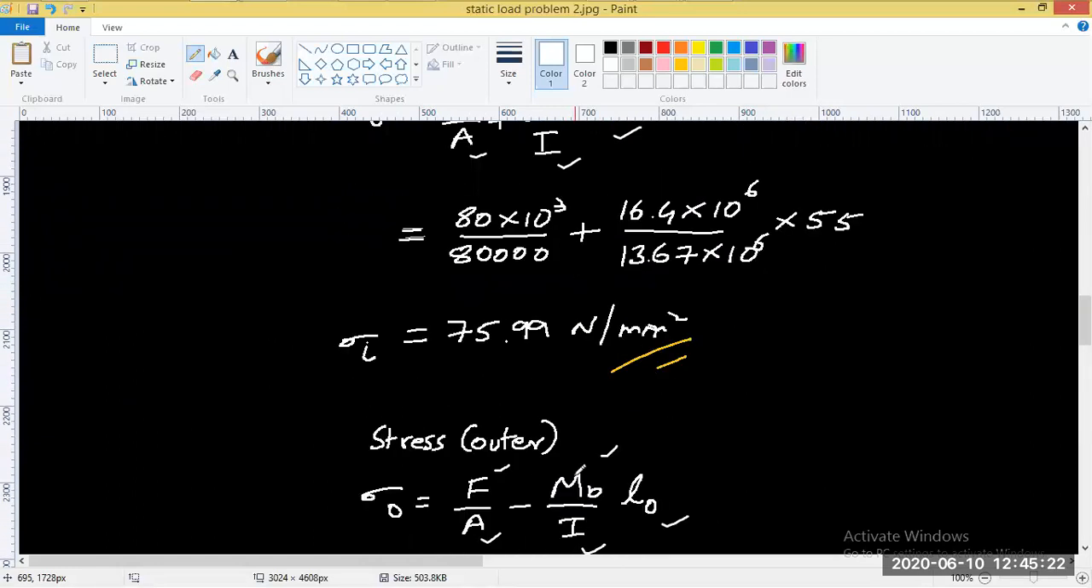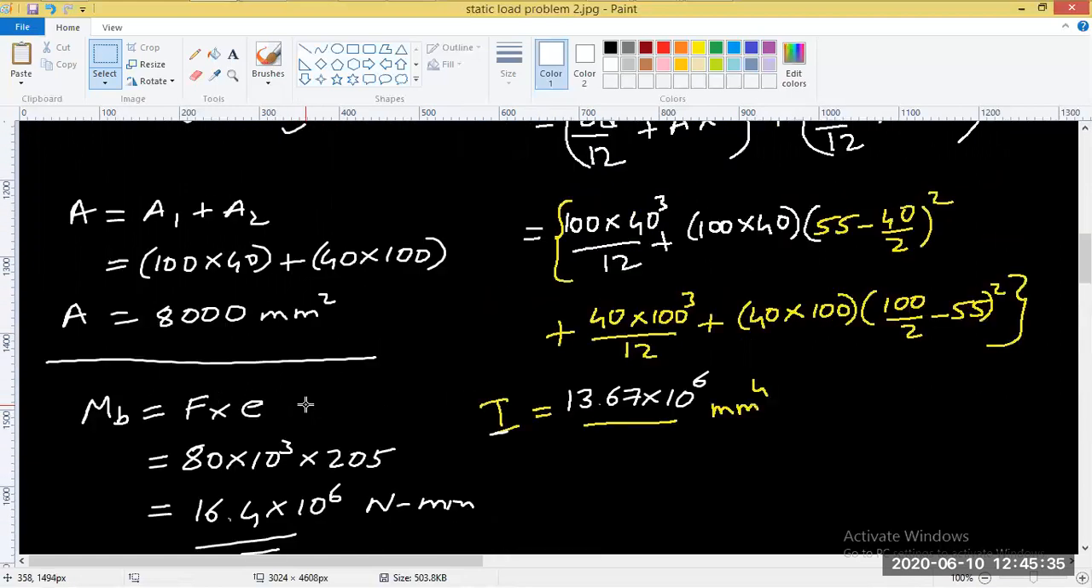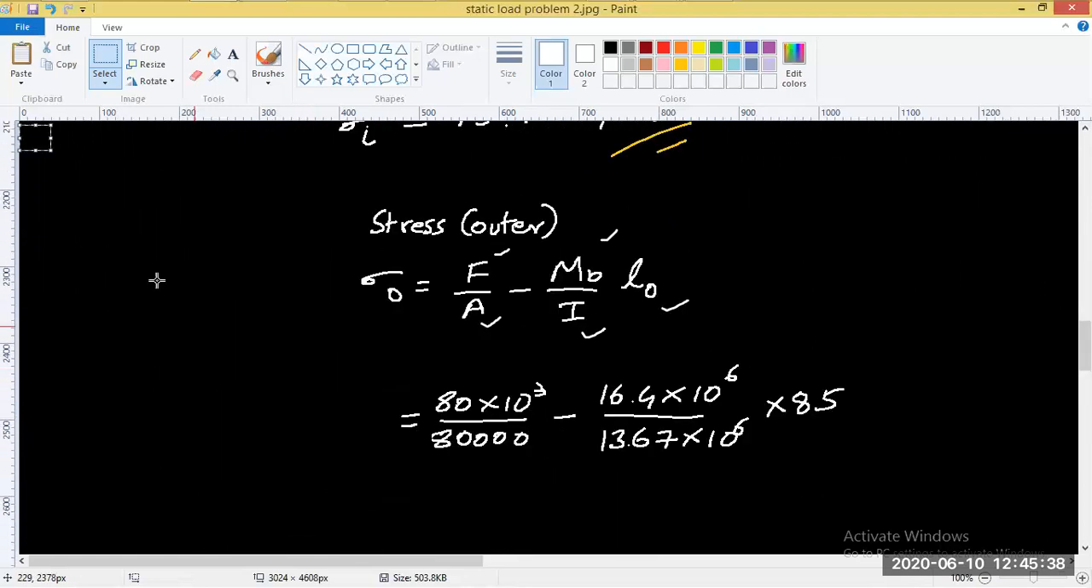I'm sorry, small mistake. This is 8,000, not 80,000. This is the same as the previous one. Area is 8,000, right? Not 80,000. Make a small correction. Okay, let's do that again. That divided by, into 85, and 83.